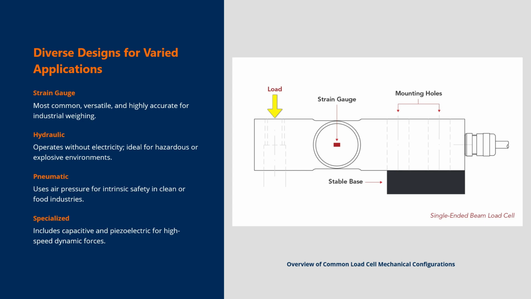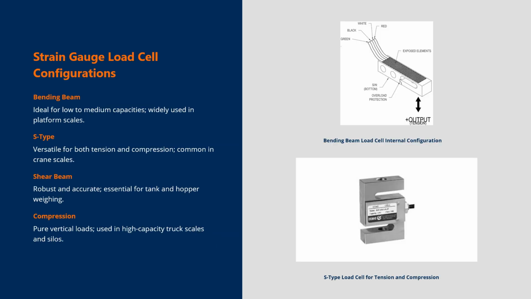Strain gauge load cell configurations. Strain gauge load cells come in several mechanical configurations. The bending beam load cell is commonly used for low to medium load measurements, such as platform weighing scales. The S-type load cell is designed to measure both tension and compression forces, making it suitable for crane scales and suspension systems. The shear beam load cell is widely used in tank weighing systems, silos, and industrial process control applications.